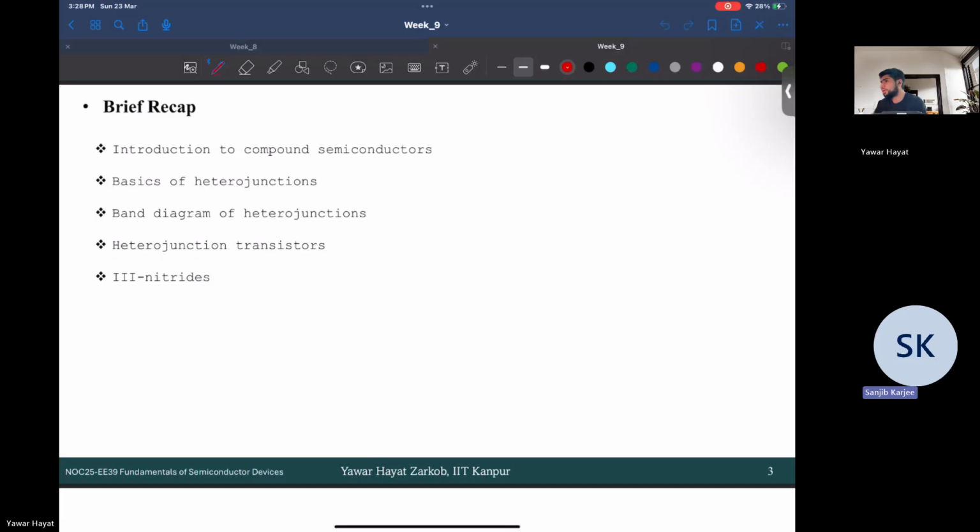The band diagram of heterojunctions and heterojunction transistor. Okay, I will come to that as well. Just a second. First, sure.